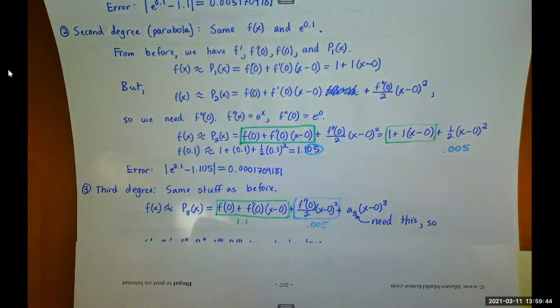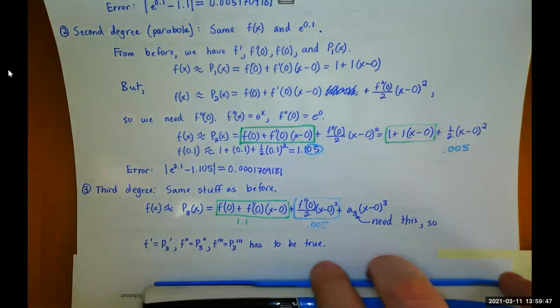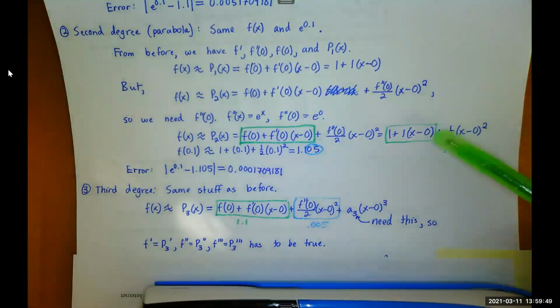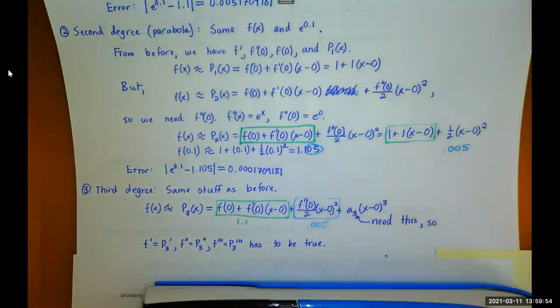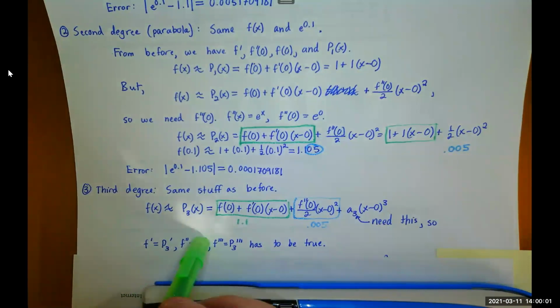Well, in order to get that value, we're going to do the same reasoning we did yesterday to get the f double prime of x divided by 2. Namely, f prime and p sub 3 prime need to be the same. f double prime and p sub 3 double prime. And finally, f triple prime and p sub 3 triple prime all have to be the same. Those have to be true statements. If they're not true statements, we got no tangent.